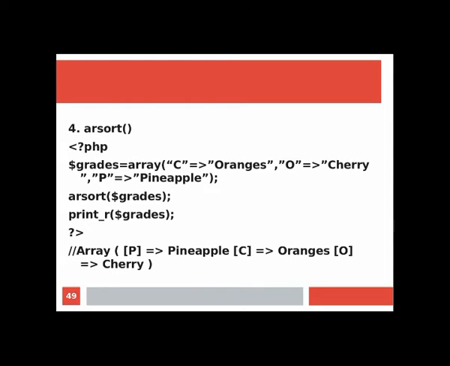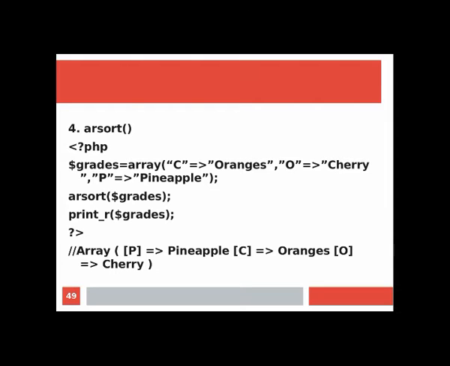Next is the arsort. So, to overcome the drawbacks of rsort function, we use here the arsort function, which does the same task as rsort, that is sorting the values of an array in descending order, but maintains the key-value association of the array. So remember that here it will maintain the key-value association of the array, and the syntax is arsort in bracket target array. So we'll see an example.